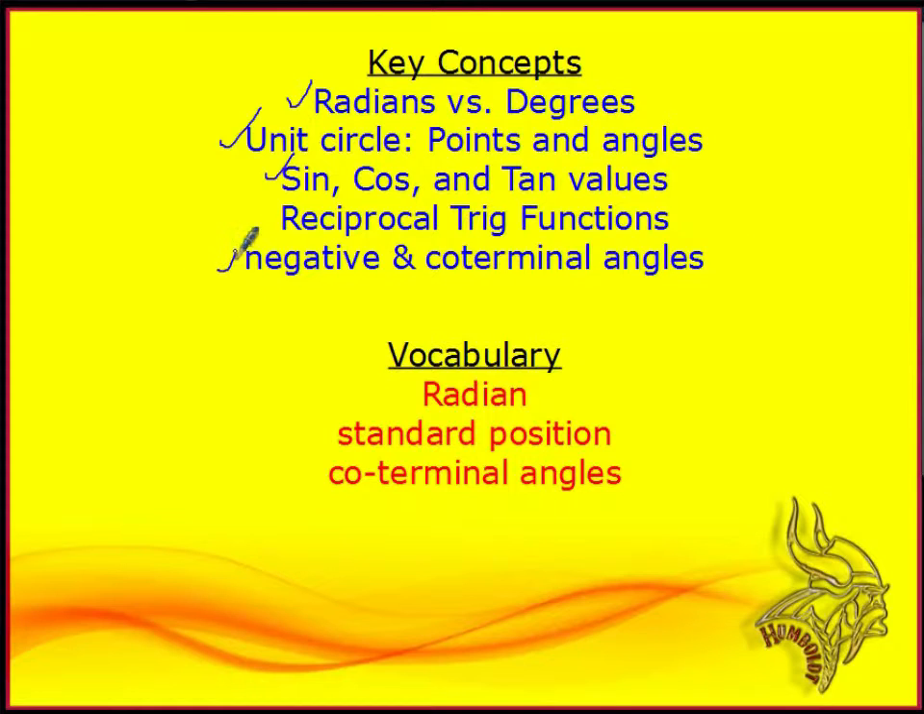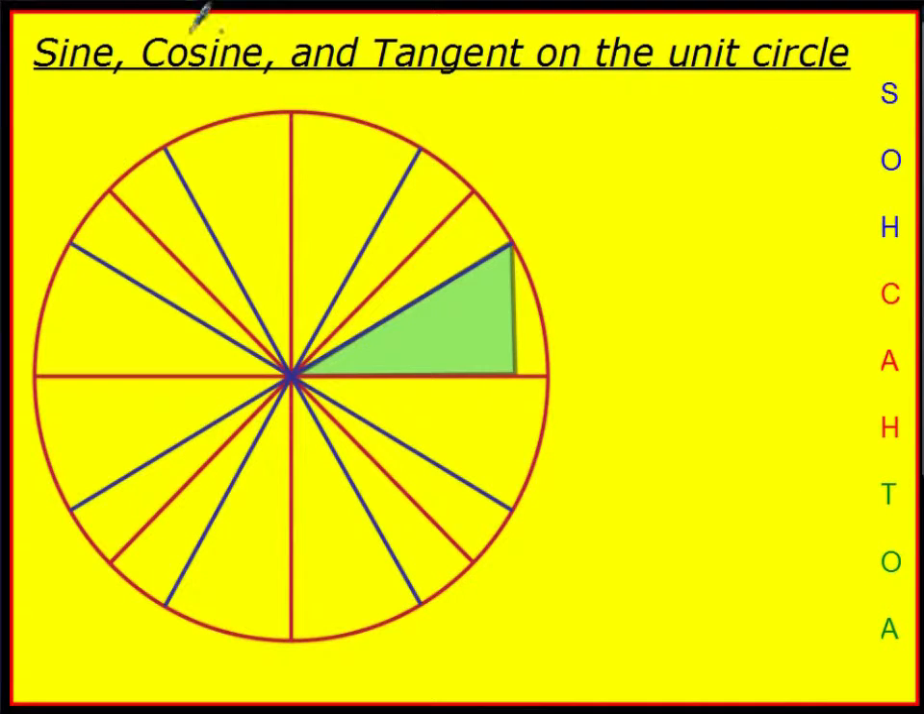We also already covered this last topic, negative and coterminal angles. So these last two, in this lesson, we'll take a look at the sine, cosine, and tangent values, and in the next lesson, reciprocal trig functions, and then a review. So in this lesson, sine, cosine, and tangent is what we're looking for on the unit circle.